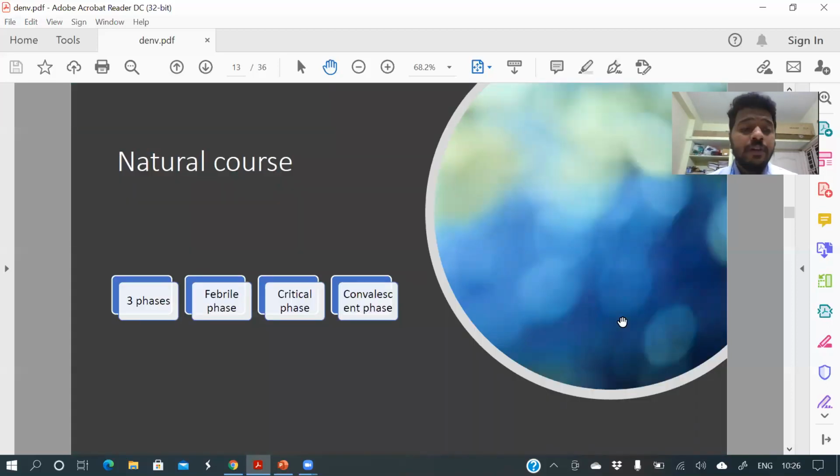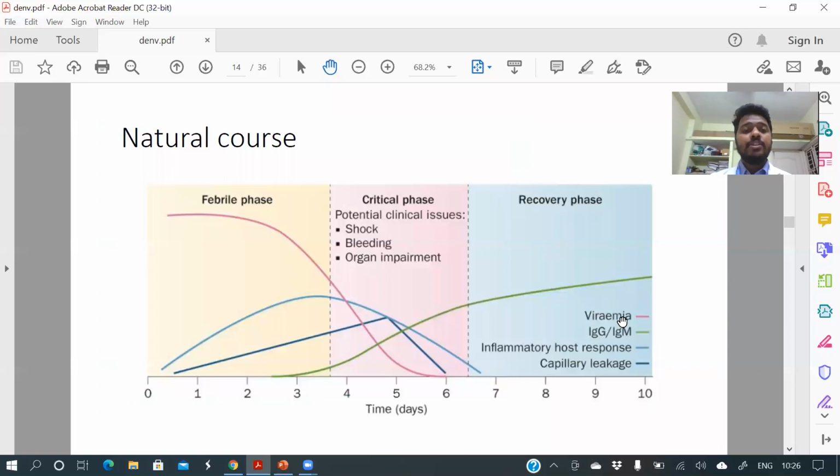So the natural course will have three phases: febrile phase, critical phase, and convalescent phase. In the febrile phase, fever will be the predominant manifestation. When the patient enters the critical phase, this is where potential clinical issues happen, like shock, bleeding, and organ impairment.